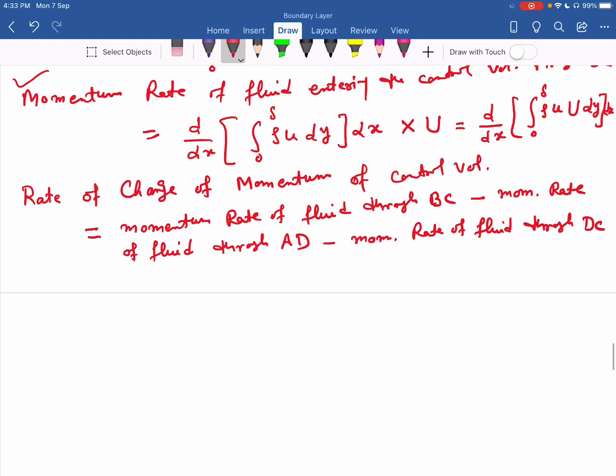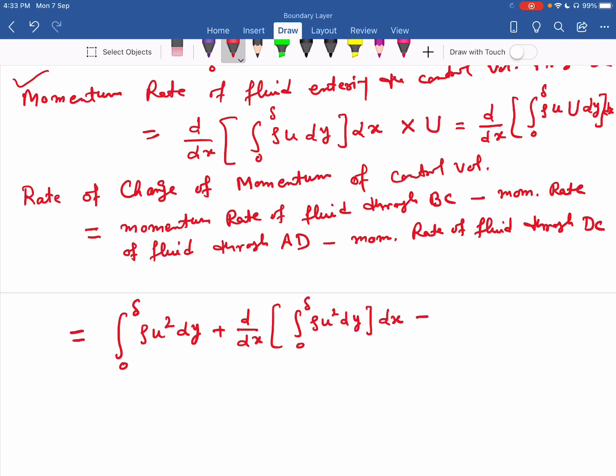Okay, so I write these three terms again. Momentum rate of fluid through BC, so that is ∫ from 0 to δ of ρu² dy plus d/dx of ∫ from 0 to δ of ρu² dy into dx, minus momentum through AD, that is minus ∫ from 0 to δ of ρu² dy, and then through DC minus d/dx of ∫ from 0 to δ of ρuU dy into dx.